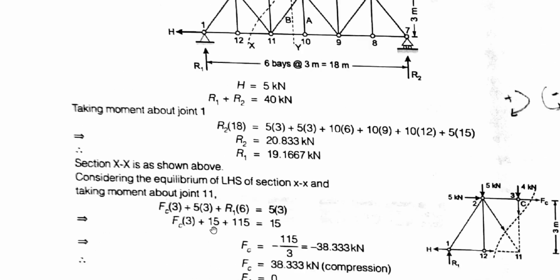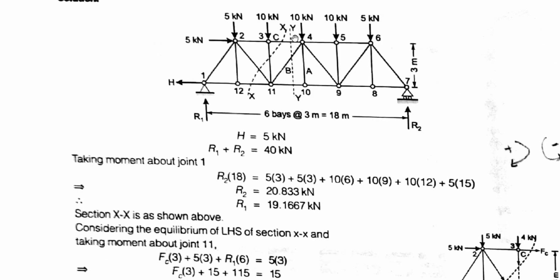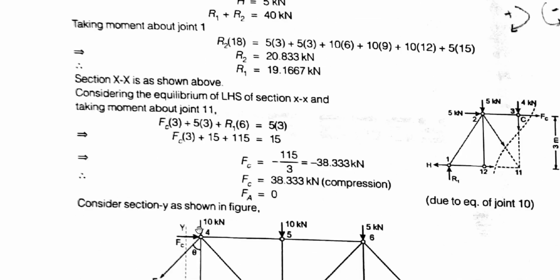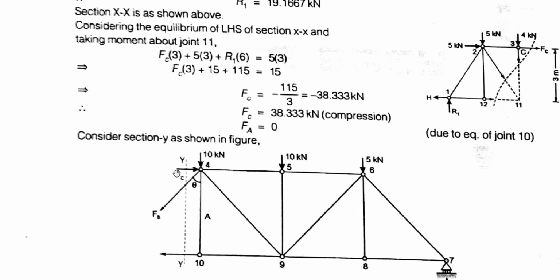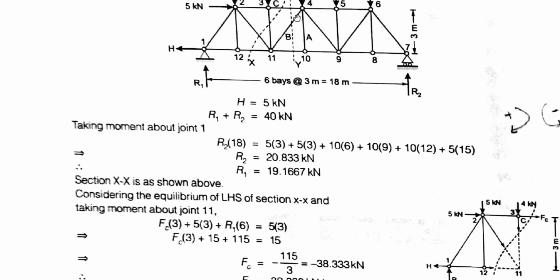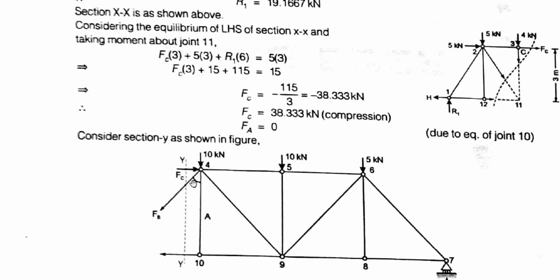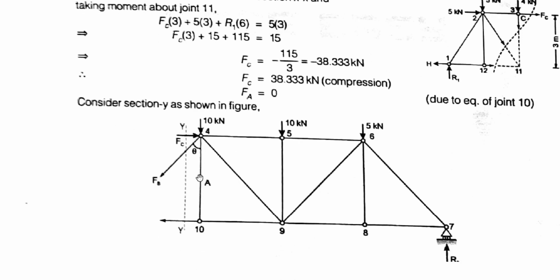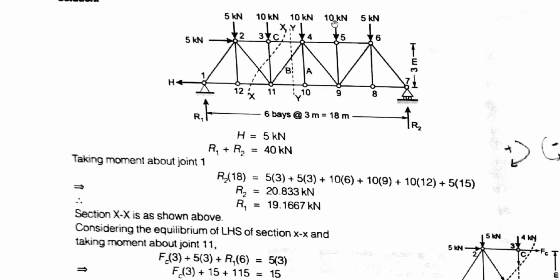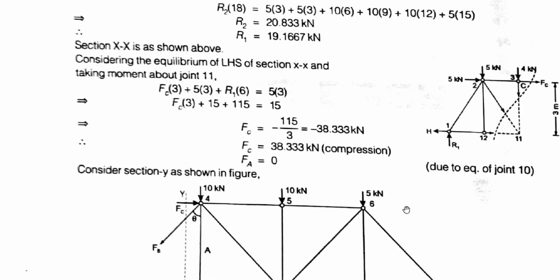Now if I consider our section YY and draw the free body diagram of the right hand side portion, this is our section YY, this is our FC value and this is our FB value. This is our inclined portion and we need to find the force in this member. This is our FB value making an angle theta. This is member A, which has 0 force, and this is all the right side portion in the same manner as given in the question: 10, 10, 5 kilonewton.